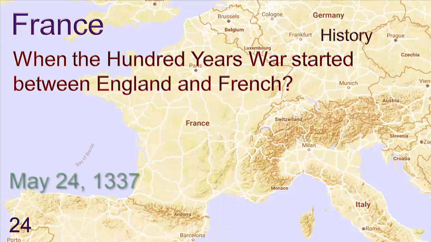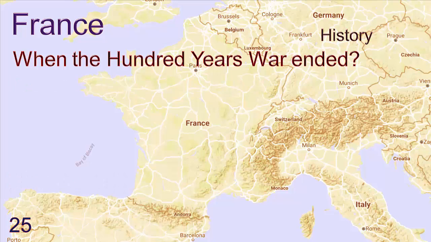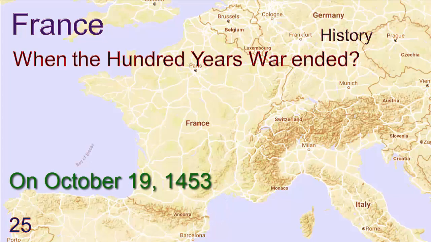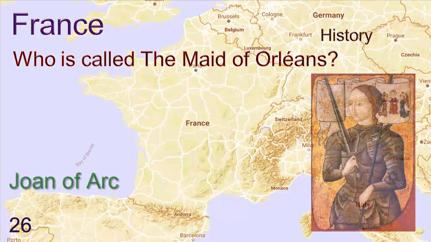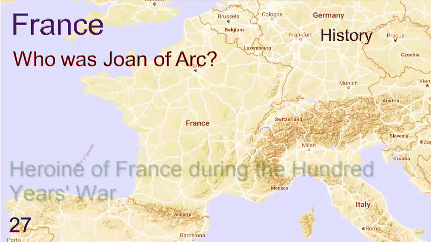When did the Hundred Years' War start between England and France? May 24, 1337. When did the Hundred Years' War end? On October 19, 1453. Who is called the Maid of Orleans? Answer is Joan of Arc. Who was Joan of Arc? Heroine of France during the Hundred Years' War.